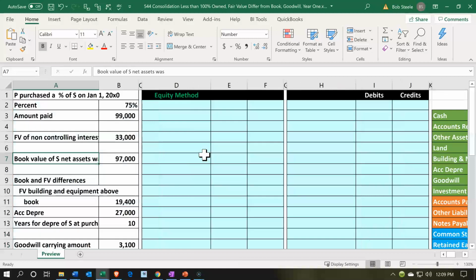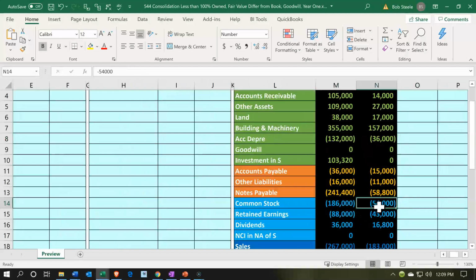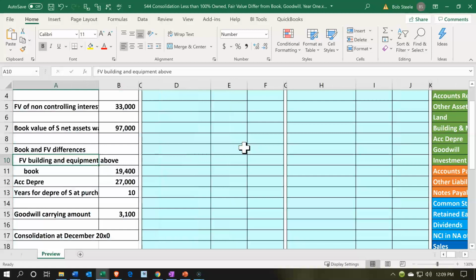Let's go back to the right and double check that. That 97,000, the book value of S, again, didn't have to be given if this data was given over here, because these accounts add up to the 97,000. Just be aware that if a problem wanted to be a little bit more sneaky, they could not give you that information. Then we've got the accumulated depreciation of 27,000 at that point, a year. And then the years for depreciation is going to be 10 years. So we're going to use the 10-year depreciation of that difference.